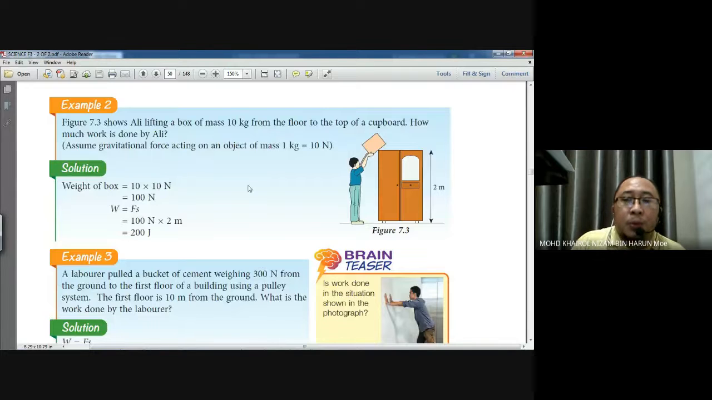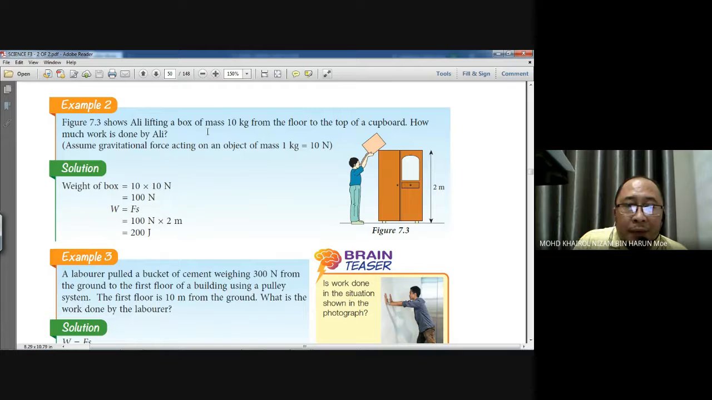Okay, this is example 2. You can see this boy is only lifting the box from the floor to the top of the cupboard. Only the box is moved, but the boy is not moved. He just stands there. So in order to calculate the work done by this boy, we only take the force from the weight of this object only.